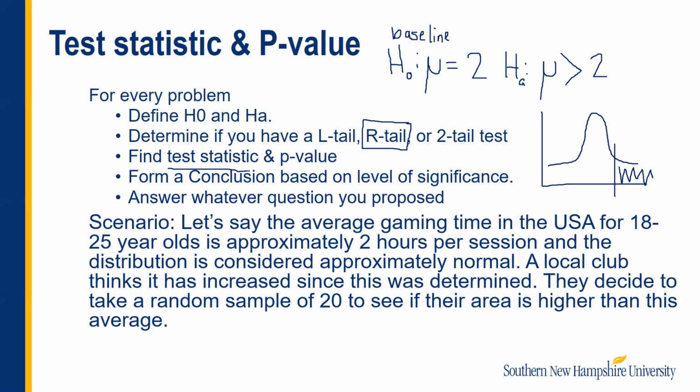We're going to find the test statistic and the p-value with a calculation, with a formula for the test statistic and a calculation for the p-value in Excel. And I will have a visual example too of the p-value and the relationship. And then we'll form a conclusion based on the level of significance of 0.05.